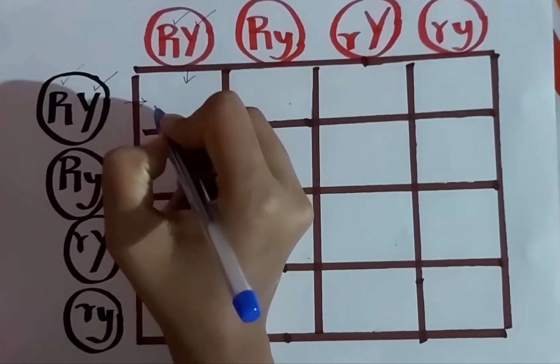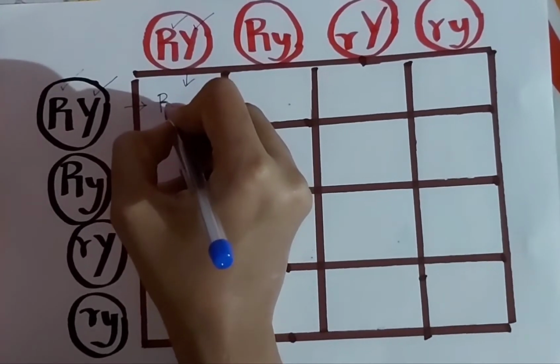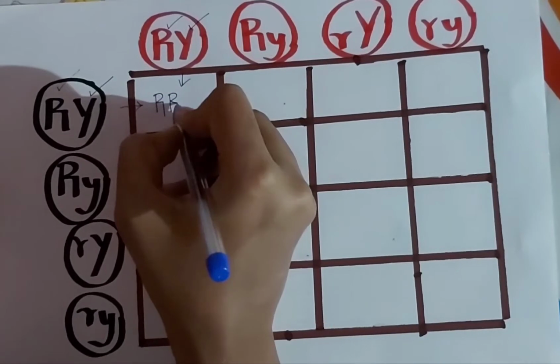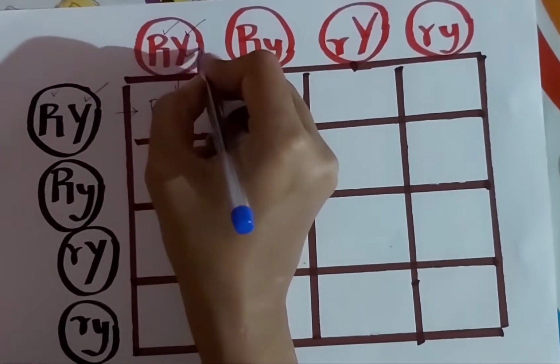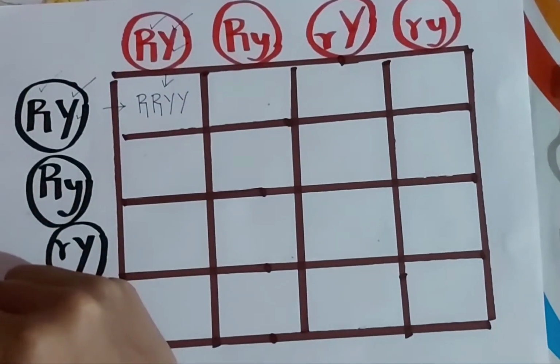So the first character is the round character. For the round character, you should write capital letters. So both are capital: capital R, capital R. Here it is also capital Y, capital Y. So you should write capital Y and capital Y.